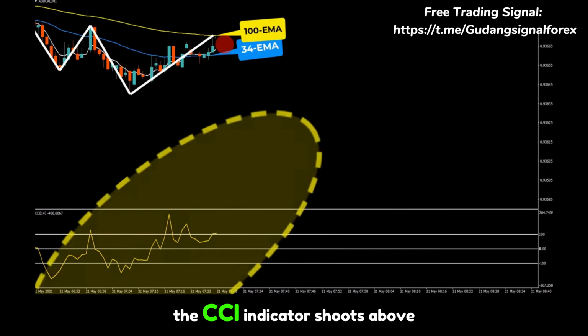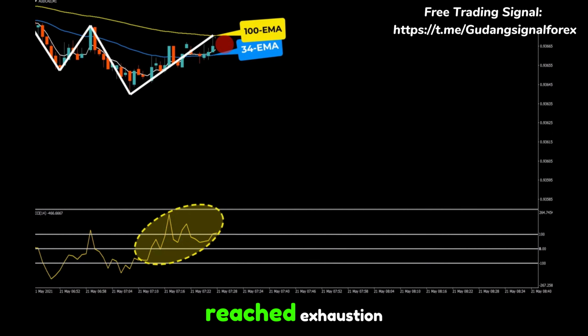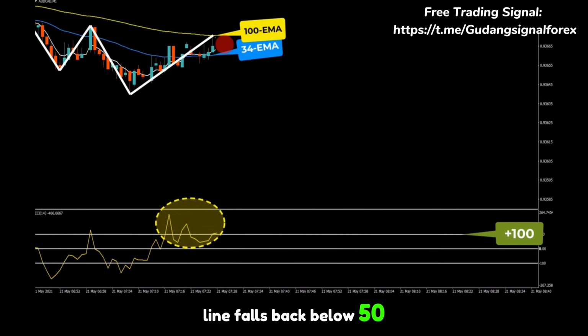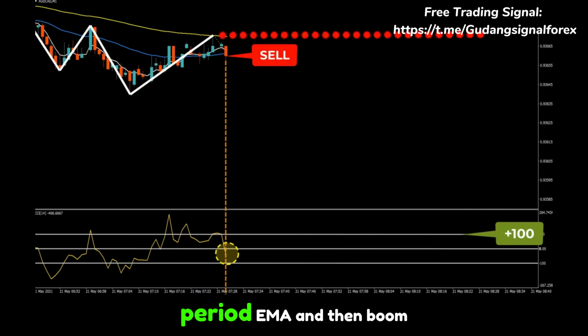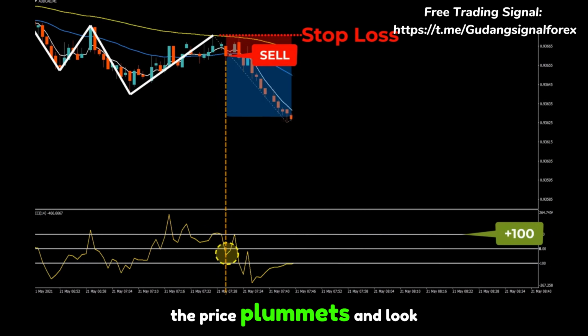Meanwhile, the CCI indicator shoots above 100, signaling that the pullback has reached exhaustion. As soon as the CCI line falls back below 50, or even better, below -100, this is your sell entry confirmation, with the stop loss above the 100-period EMA. And then, boom, the price plummets.